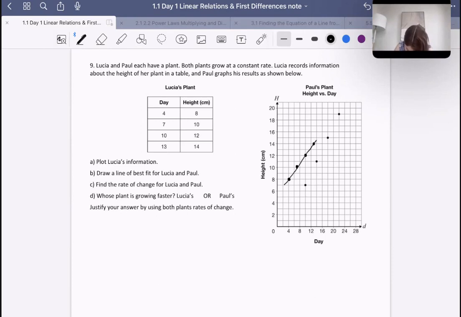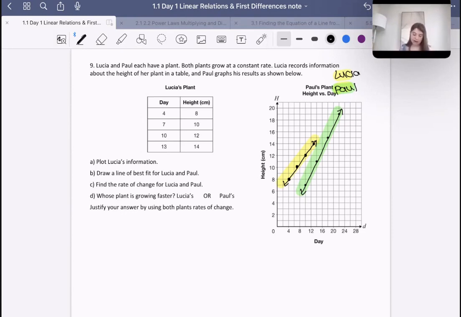Okay, so there's Lucia's plant, and then the other ones are for Paul's plant. Okay, and actually I'll highlight them. Let's do green for Paul's plant and yellow for Lucia's plant. Oh, oops. There we go. This is Lucia and Paul, just so we remember. And then it says to draw a line of best fit for Lucia and Paul. Well, I guess we did that. I'll draw some arrows here, but these are good enough lines of best fit that just kind of go through all the points. Find the rate of change for Lucia and Paul.